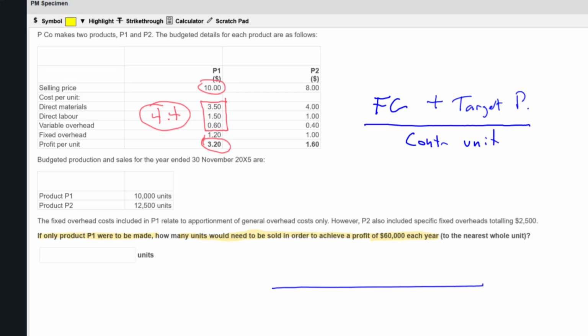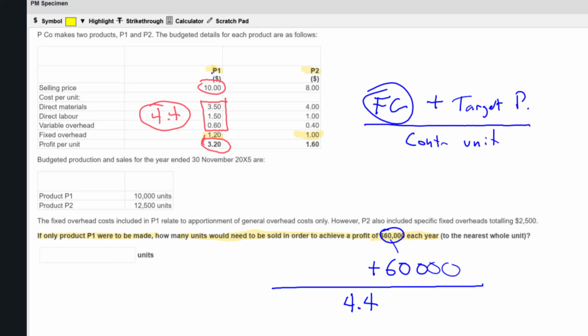That's going to be in the numerator. Now we need to add 60,000, right? That's the target profit that we're aiming for. Right there, that's going to be there. The missing piece of the puzzle, the fixed costs. To calculate the fixed costs, we need to reverse engineer the overhead absorption rate. And we have those right here. We've got the 1.2 for product P1. We've got the $1 for P2.